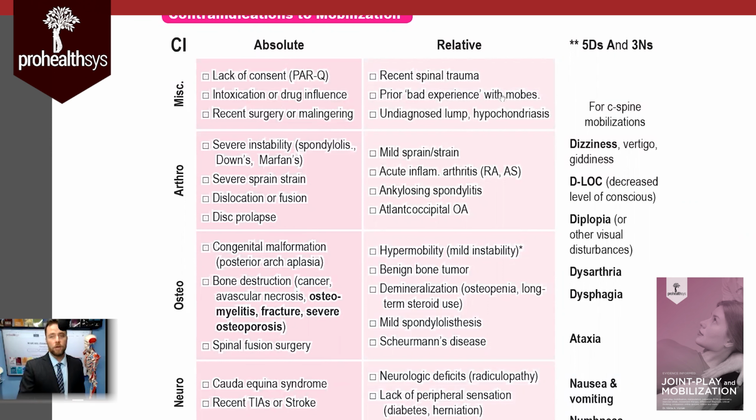Prior bad experience. A lot of people make their entire judgment of a process based on one experience. It's your job to change their mind, but you have to be delicate and slow when you do this for them and just give them gradual exposure therapy is what I found for most people. Well, you had a bad experience before. Let's just try some gentle mobilizations. We're not going to thrust or anything, and then work your way up from there. Undiagnosed lump or hypochondriacs. You got to watch out for those people as well to modify your treatment options.